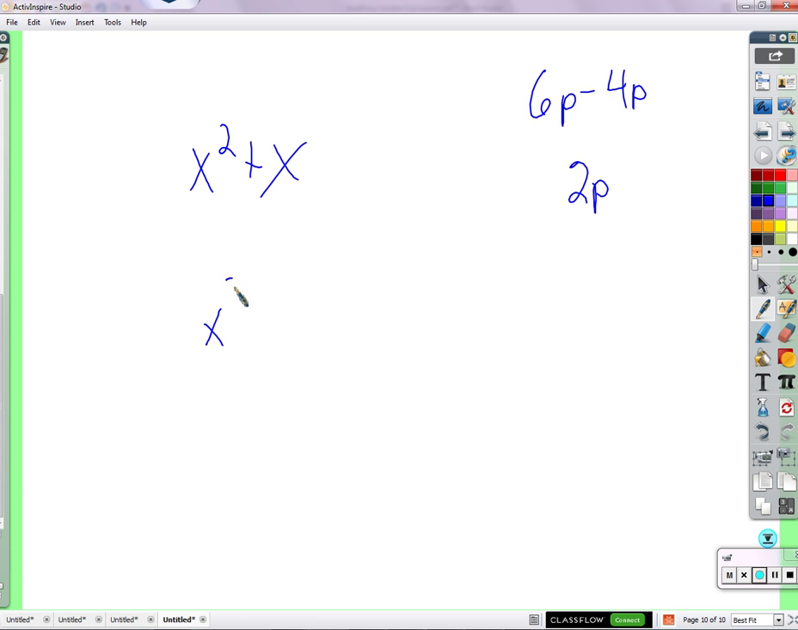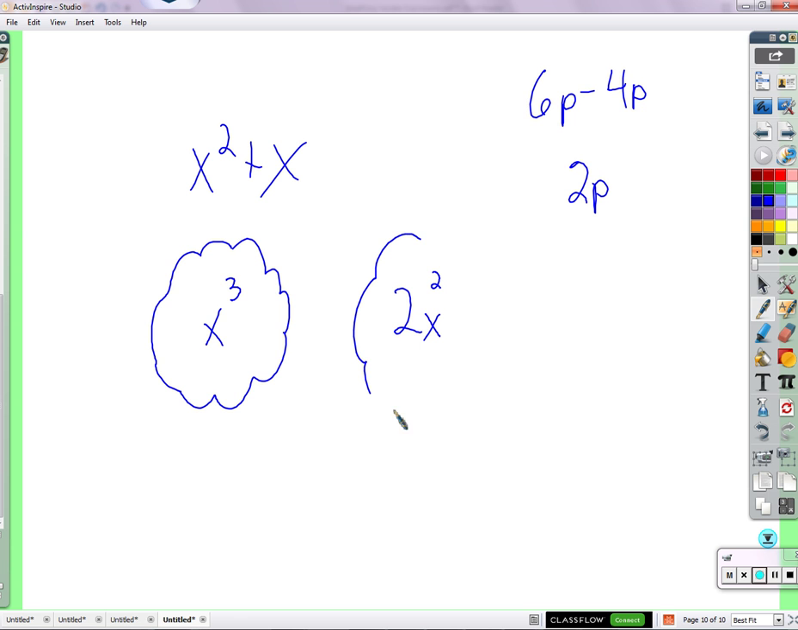Wouldn't it be x to the third power? Is it x to the third power? Let's talk about that. Okay. What about 2x squared? Yeah. Okay, let's talk about that. Any other ideas?